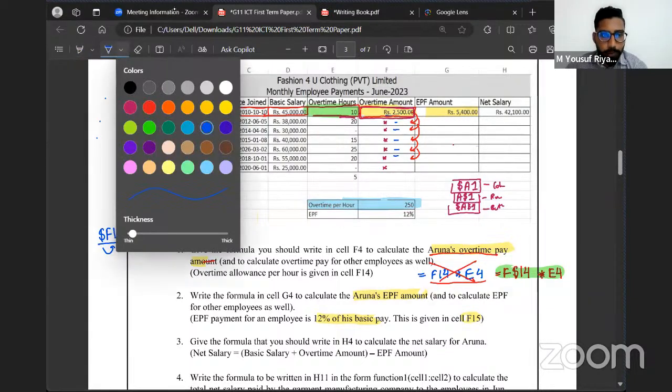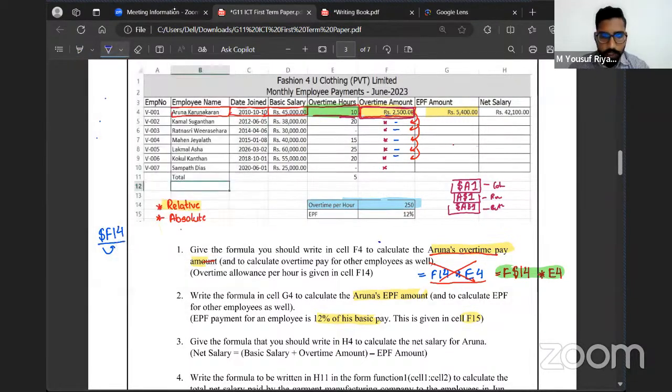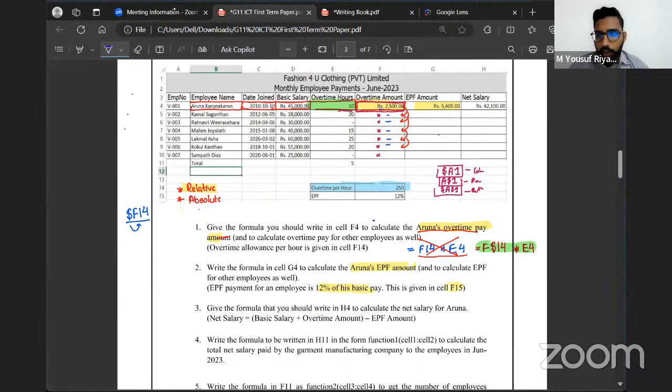So again, we're going to write a similar formula using absolute cell reference. Now you all do it and tell me. What should be the formula I write inside the G4 cell to find the EPF amount? It's something similar to what we wrote in the first question. The first question was regarding the overtime, the second was regarding EPF.